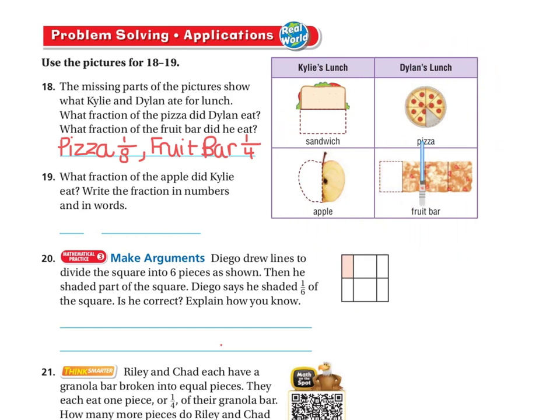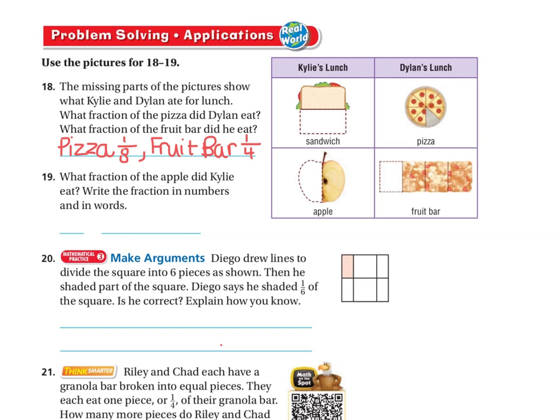So first, when we look at the pizza, we want to know how much he ate. So he ate 1 out of 2, 3, 4, 5, 6, 7, 8. 1 out of 8 is 1/8. Next, the second question, we want to know the fraction of the fruit bar. So when we look at the fruit bar, he ate 1 out of 2, 3, 4. That is 1/4.